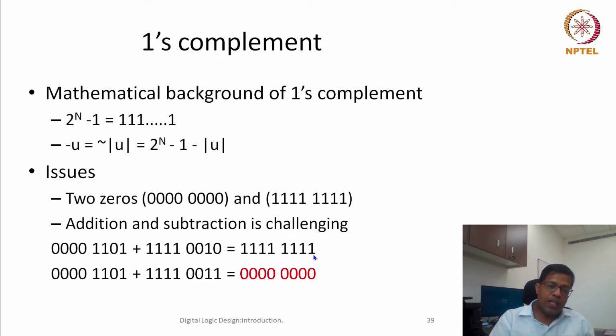But on the other hand, let's consider another number. So this number is minus 13, this number is plus 13, and this number is minus 12. So if I am adding minus 12 and plus 13, the output is 0. So that means this particular output is wrong.